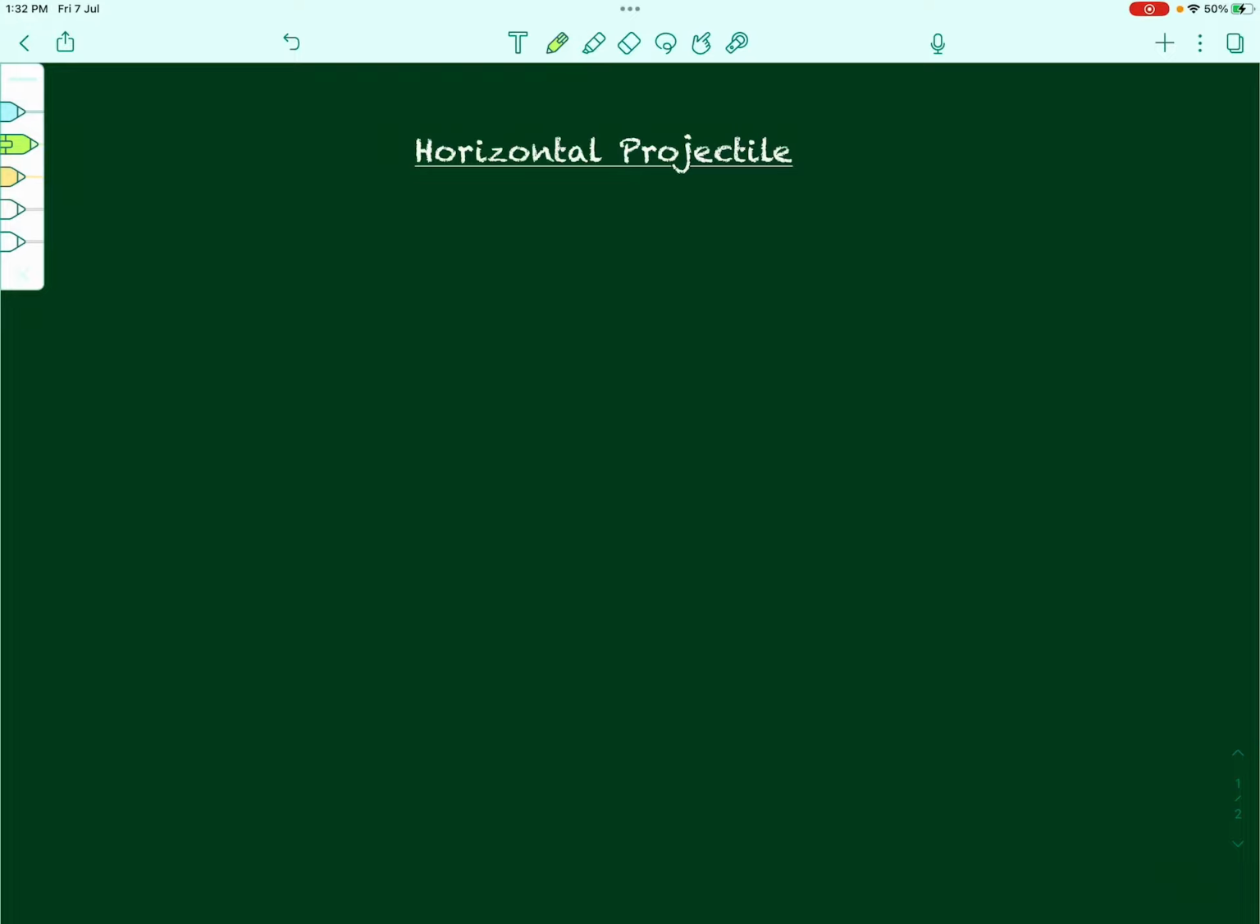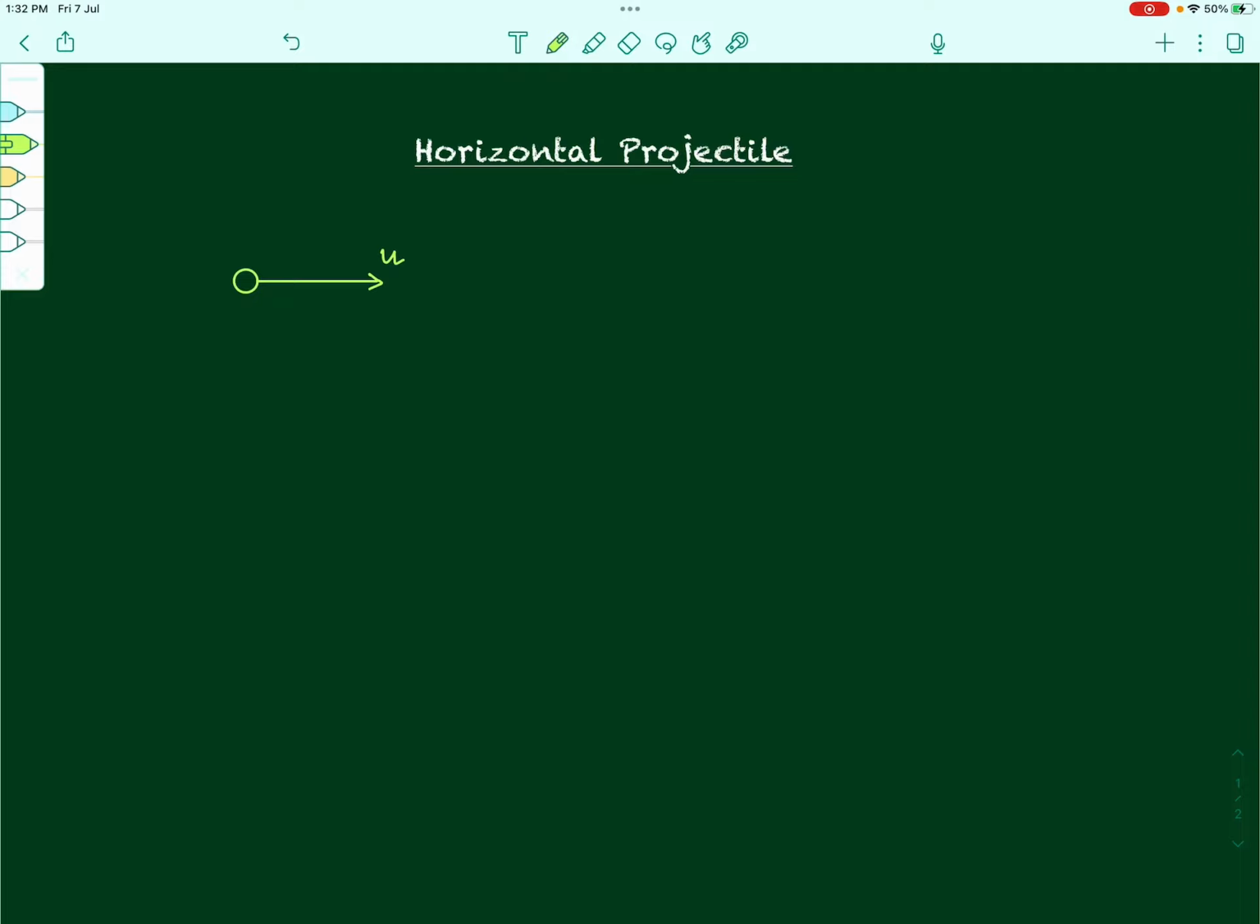Today, as the next topic, let us discuss a horizontal projectile. Let us first understand what a horizontal projectile is. A projectile which is projected horizontally, as the name suggests. So, if there is a body which is just given an initial velocity u along the horizontal, it would be a projectile, and then after that we allow it to move under the effect of gravity.